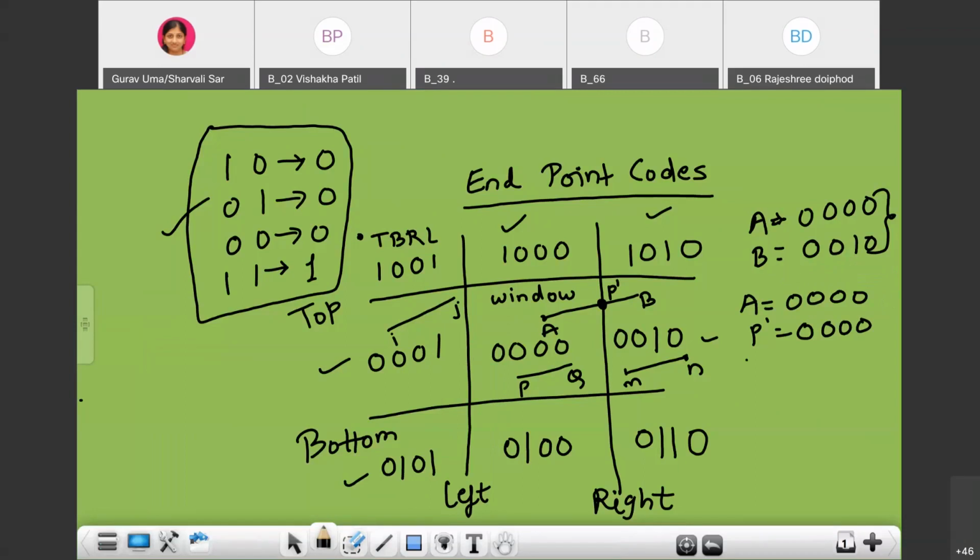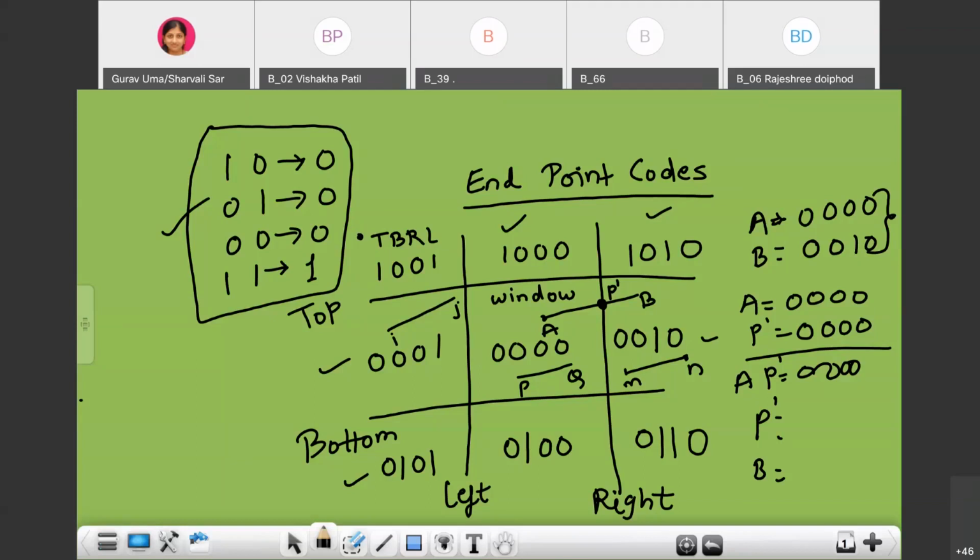So my answer will be 0, 0, 0, that is all zeros. So the line A to P dash will be inside the window. Now if we check for the outside the window, P dash and B will be outside the window. So the intersection point P dash, if we consider for the right side, then it will be outside the window. So this is how we need to find out the intersection.